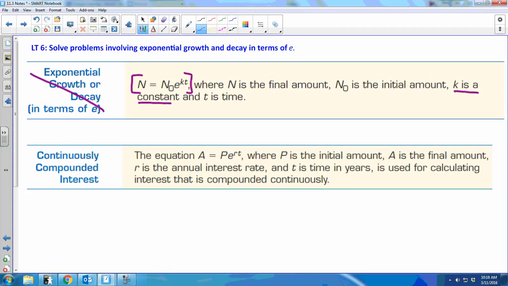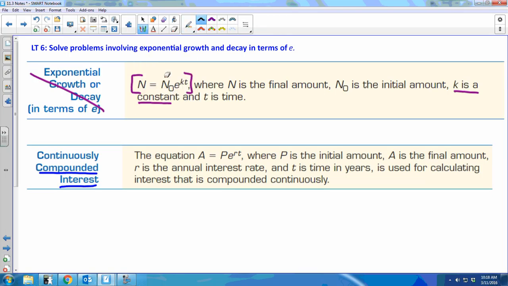The second equation we're going to use a lot more often, and it's for compounded interest. So we have a compound interest equation from Learning Target 5, right? Again, compound interest specifically relates to money. You have some sort of account, and you have your interest being gained on that account. So it has to say the phrase compounded somewhere in it for you to use that equation.